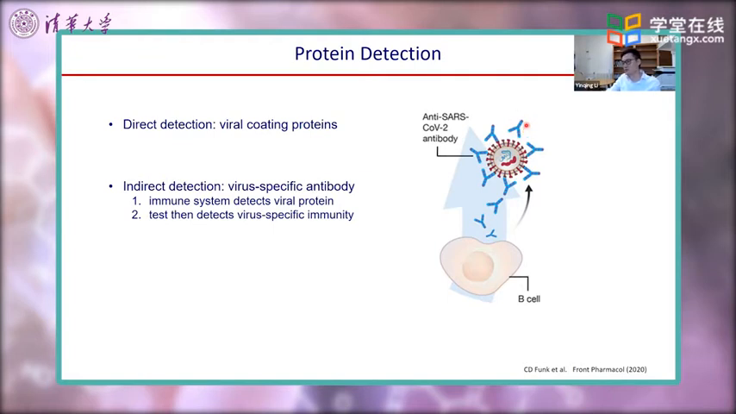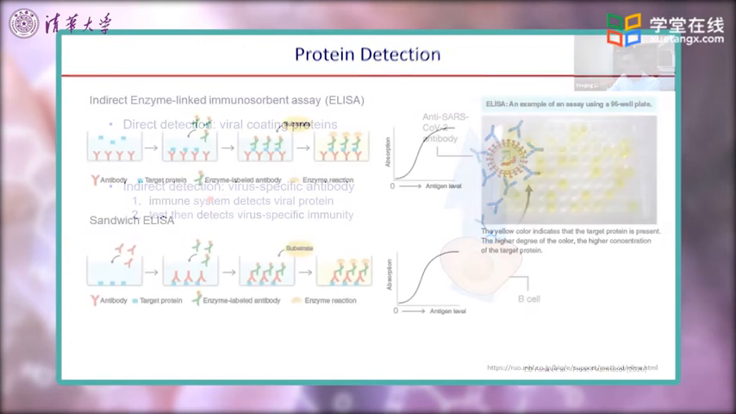And there are two ways to use it. The first way is to directly detect the viral coating protein by using these antibodies. The other way is a little bit indirect, and it goes in two steps. First, we let the immune system detect the viral protein through the normal immune response. And then we test if the blood of the people that we want to test has the antibody that can specifically recognize the virus. And this will be the sign that this person has been exposed to the virus.